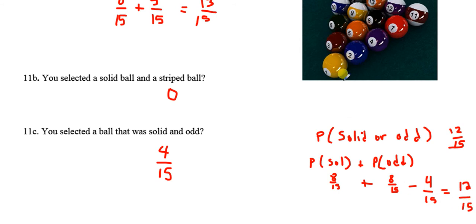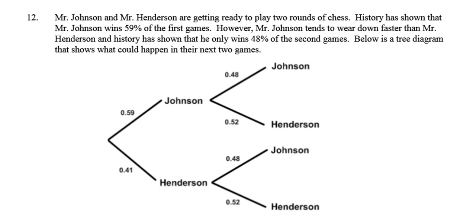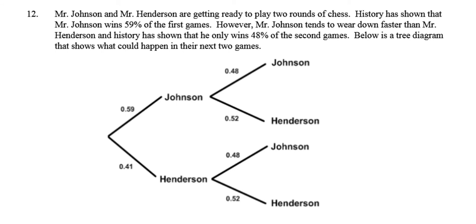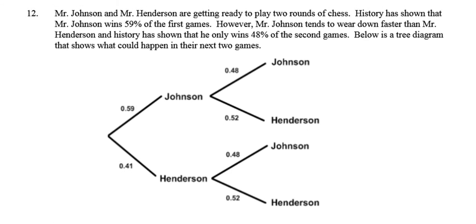Sometimes if you don't have the picture right in front of you, this is probability of the first plus probability of the second minus the overlap. And this question is also on the test. And I think the probabilities stay the same because I think I used the same picture. So the probability that Johnson wins the first is 59%. That's 0.59. And the probability that he wins the second time is 0.48, so the probability changed, but home court advantage or something.